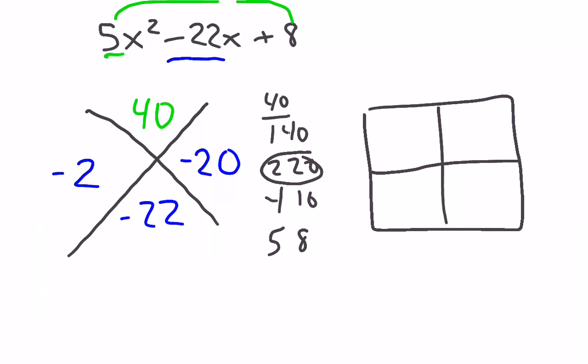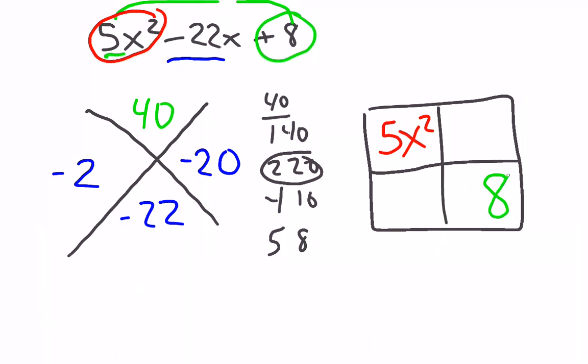So in order to fill my box, I need to put my first term in the first box. So I'm going to put the 5x squared in the first box. And then I'm going to put my last term, the positive 8, in the last box. And then on my diagonal, I put my two side numbers.